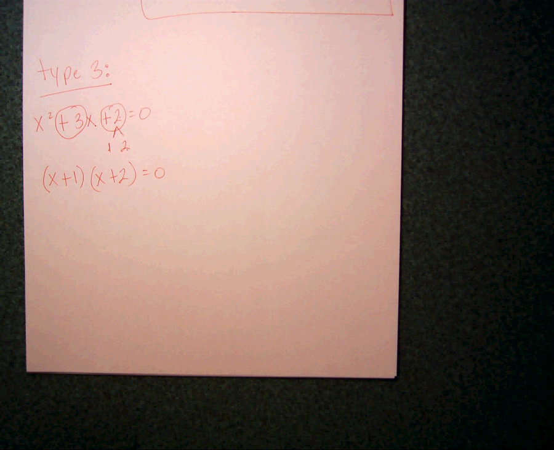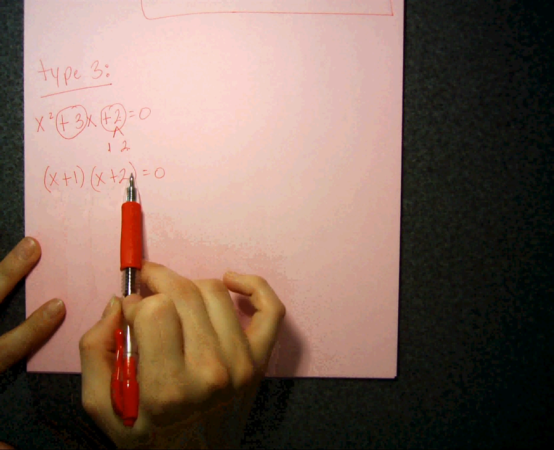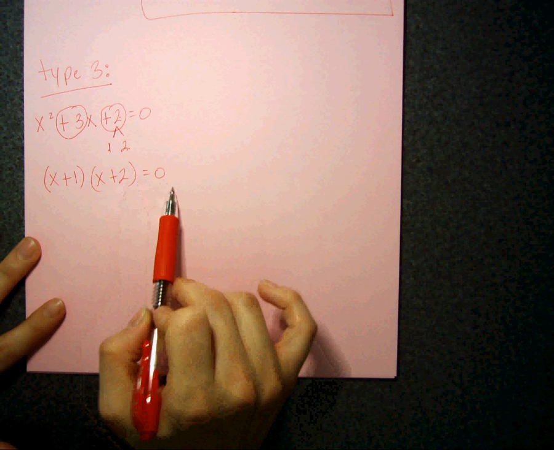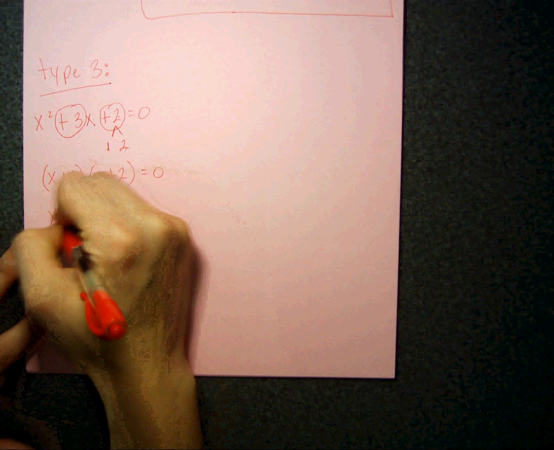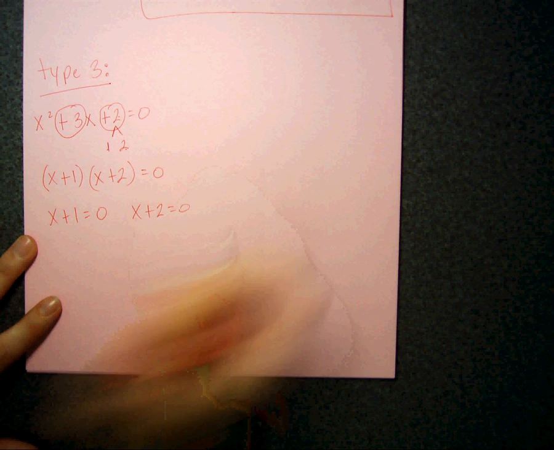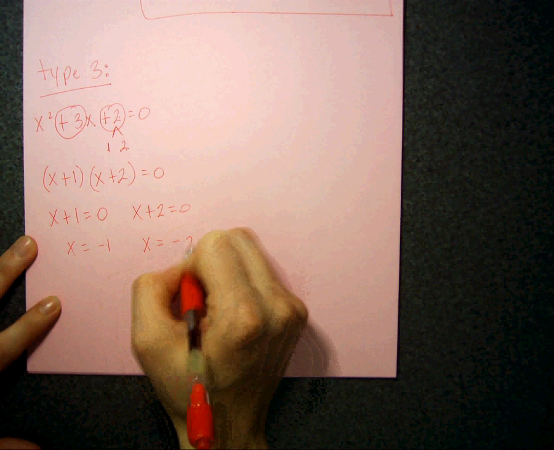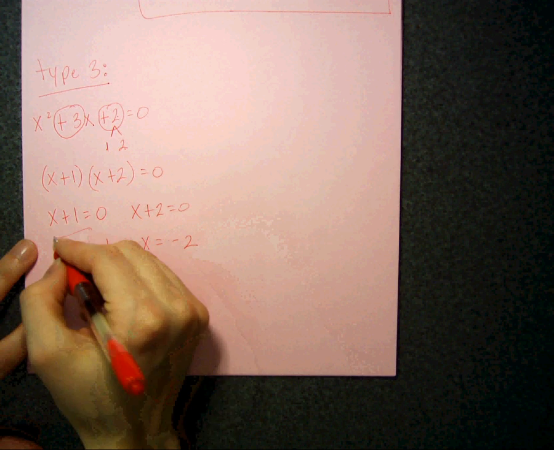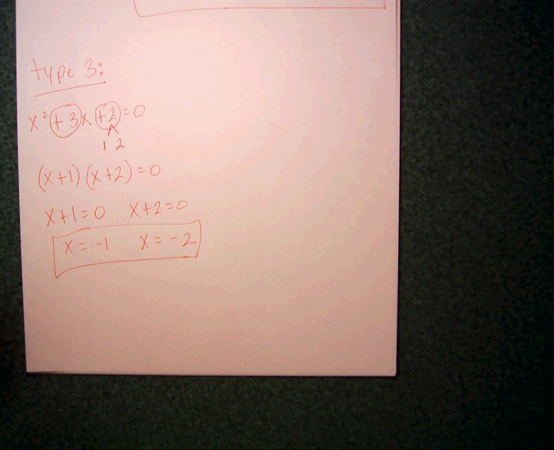So when I break it apart into factored form, I'll have x plus 1 and x plus 2 equals 0. And again, we come up with that zero product property, whatever you want to call it. I have two things being multiplied together that give me 0. So that means at least one of them has to be 0. So I'll set them equal to 0 to see what makes it true and solve the equation. So I get x equals -1 and x equals -2.